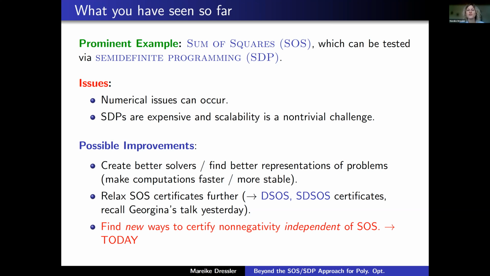Yesterday, you saw an approach where basically the road was taken to relax these SOS certificates even further. You learned about these DSOS and SDSOS certificates, which basically corresponded to cheaper classes of optimization problems, namely linear programs and second-order cone programs. Then also Georgina told you about how we can exploit the structure of the underlying problem. Like you can think about symmetry or sparsity.